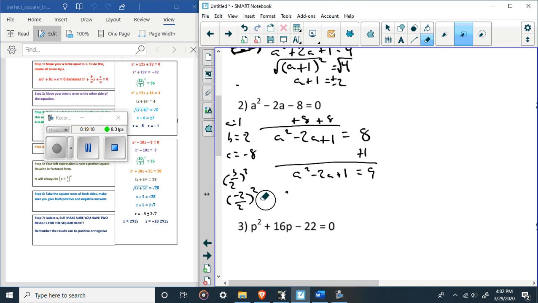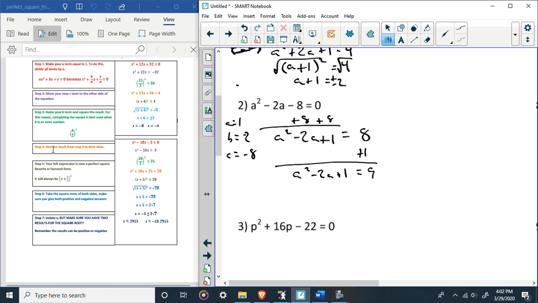Erase this for a little more room. Okay, again, what's our next step? We want to rewrite this into a perfect square form. So what are we going to do? Square root of this one, square root of this one, sign of this one. Again, this one is negative, okay? Now, take the square root of both sides. Make sure you have a positive and negative number over here, okay? So A minus 1 is equal to the square root of 9, which is positive or negative 3.